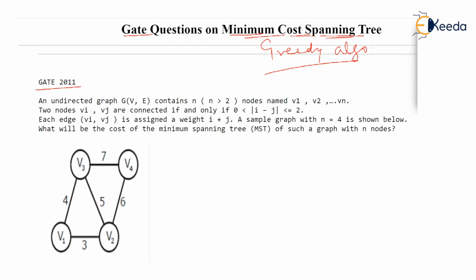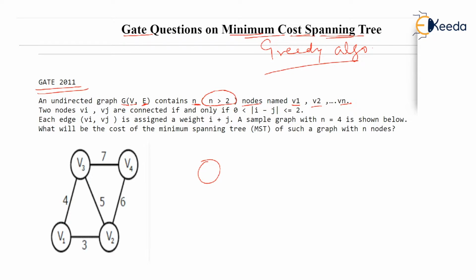Read out the question. An undirected graph G, which has vertices and edges V comma E, contains n nodes. So n vertices are there and it is given that the number of vertices is greater than 2. So at least 3 vertices have to be there, named V1, V2 up to Vn. Now two nodes Vi and Vj are connected. If this is Vi and this is Vj, they have an edge.